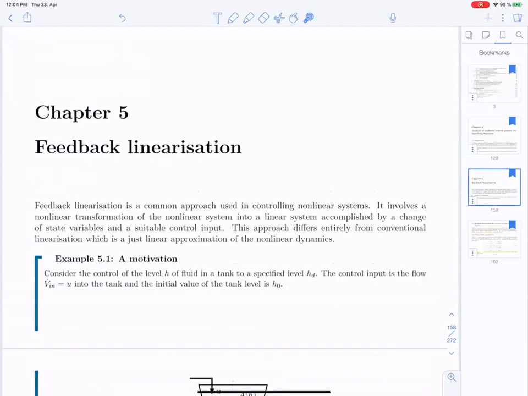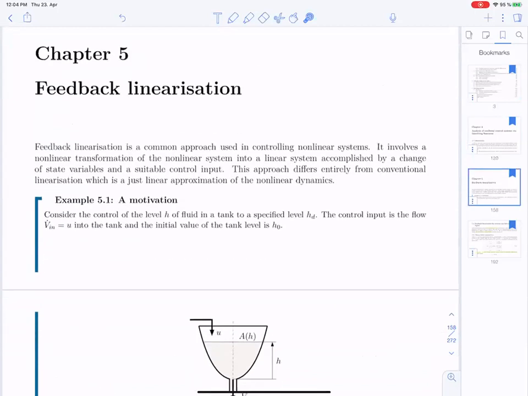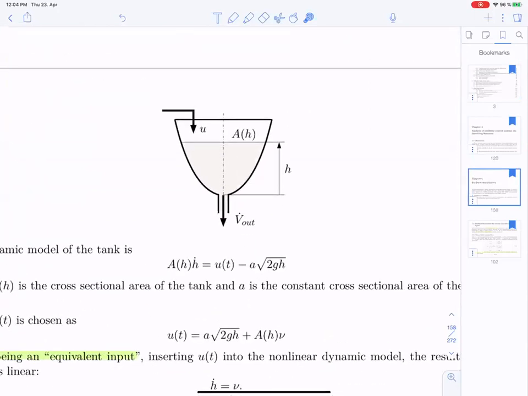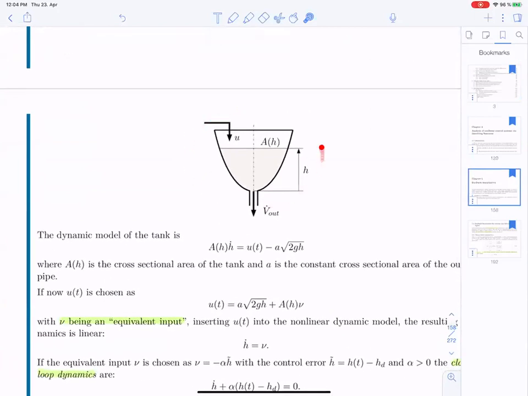Let me go right through the chapter. I tend to start with very simple examples to show you what everything is about, so here is a simple motivational example. Consider this ball here. It looks like a glass, but it's actually a nonlinear ball. There is a feed flow, called U, which is our actuating variable.